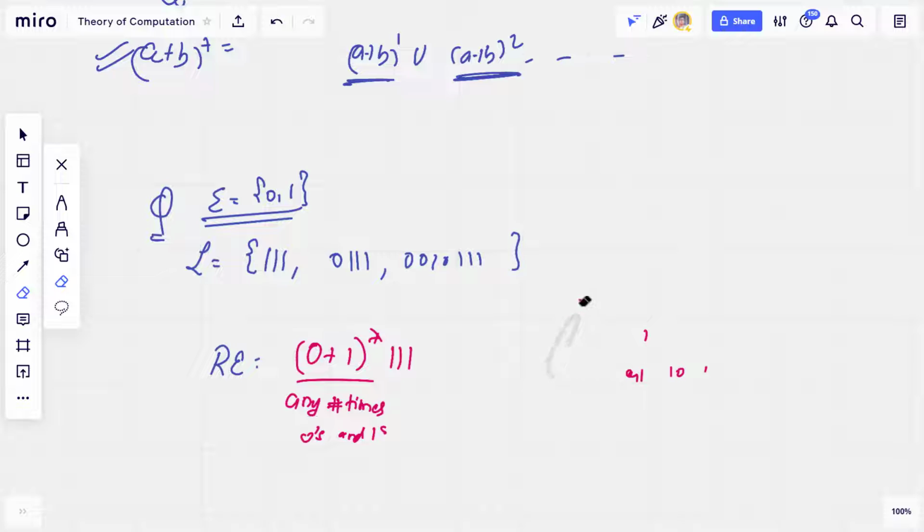So what I mean is, I want to create a regular expression for a language that contains the set of strings that end with 3 consecutive ones. So how it can be written is, at first anything can come. Any number of 0s and 1s can come, but it must end with 3 ones. For example, if we consider this string, anything can come first, any number of zeros and ones, but it should end with 3 ones. So yeah, that's that.